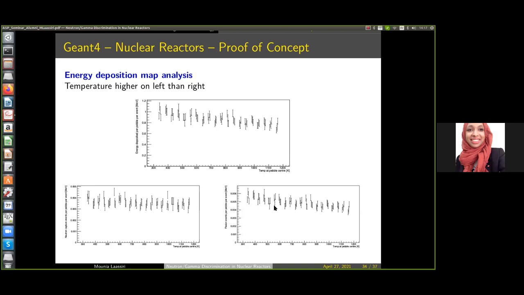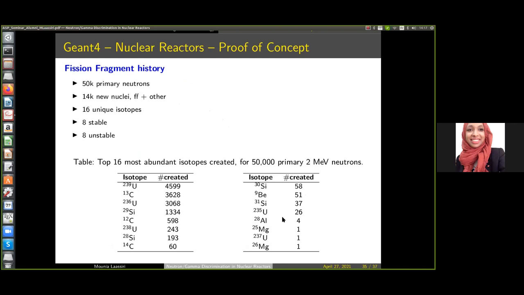So this slide here shows us a list of all nuclei created during our simulation and present at the end of the time slice. A total here of 40K nuclei were created, falling into 16 unique isotopes. Eight of these were stable and eight were unstable.